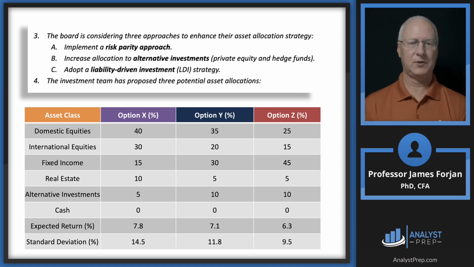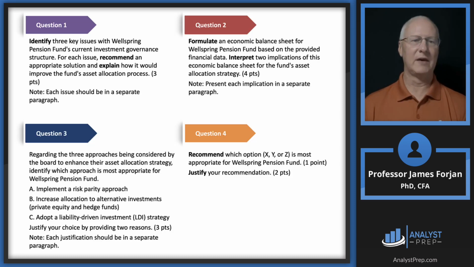So option X, 7.8%, option Y, 7.1. So they meet that minimum of 7%, right? Now option Z does not with the 6.3. But how about standard deviations? 14.5, well, that's way too high. Go all the way to Z, 9.5. Well, that's within that parameter, right? And then 11.8. So I'm going to say something about these when we get to that 4th question here.